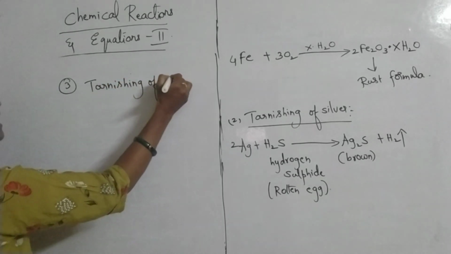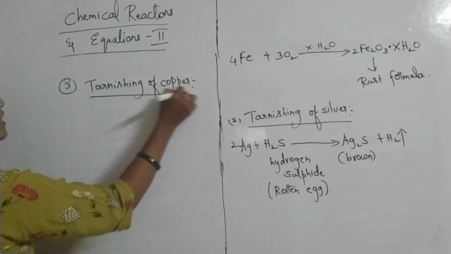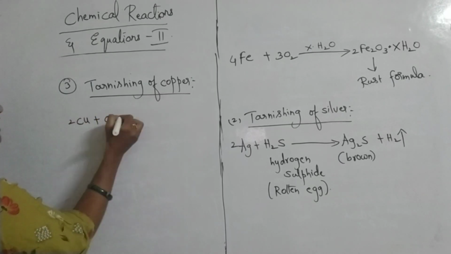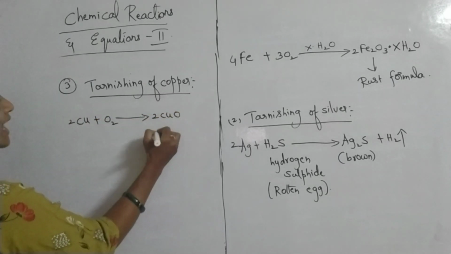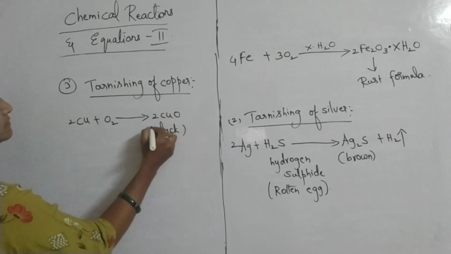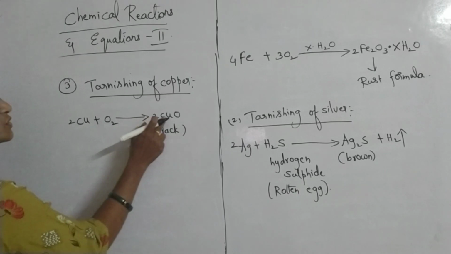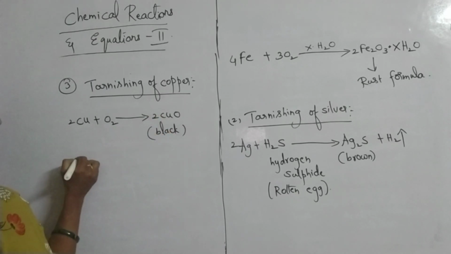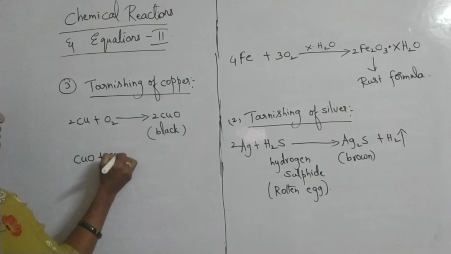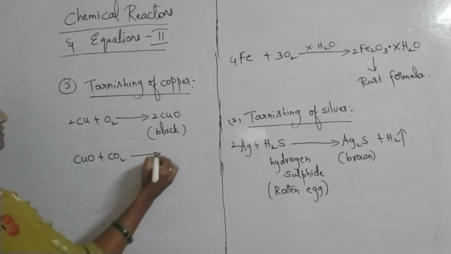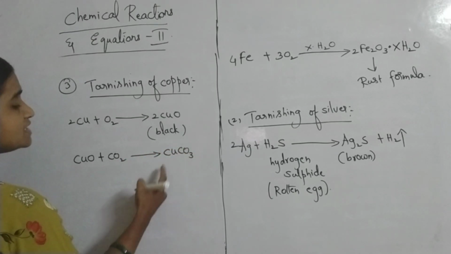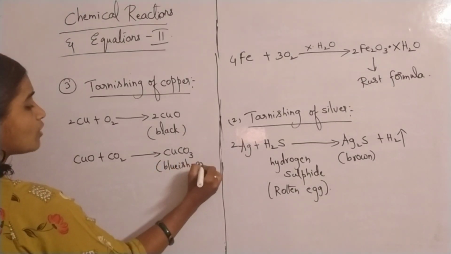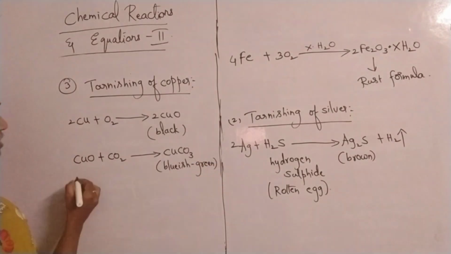Tarnishing of copper articles. When copper articles are exposed to atmospheric oxygen, first a black colored copper oxide forms. 2Cu plus O2 gives 2CuO, which is black in color. This copper oxide, when it reacts with atmospheric carbon dioxide, forms copper carbonate, CuCO3. This will be bluish green in color.